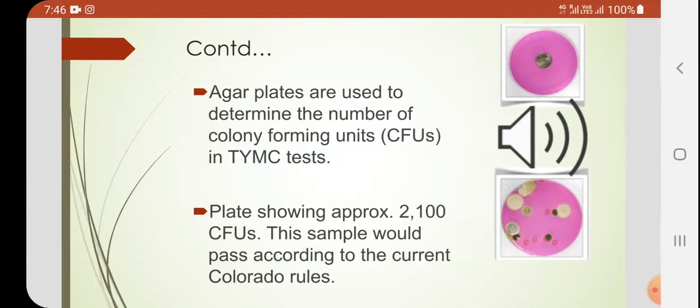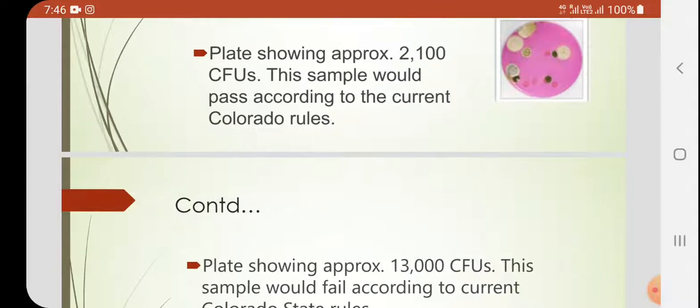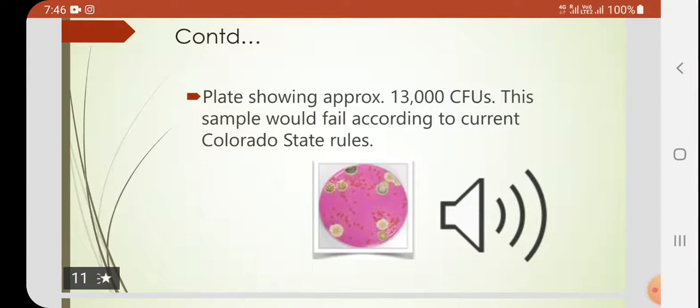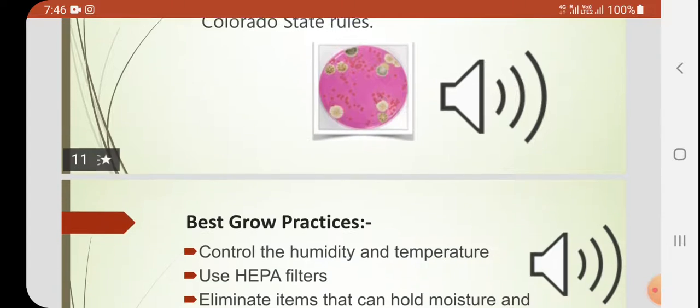Agar plates are used to determine the number of colony forming units in the TYMC test. A plant showing approximately 2,100 CFUs: the sample would pass according to the current Colorado rules. A plant showing approximately 13,000 CFUs: this sample would fail according to the current Colorado state rule.